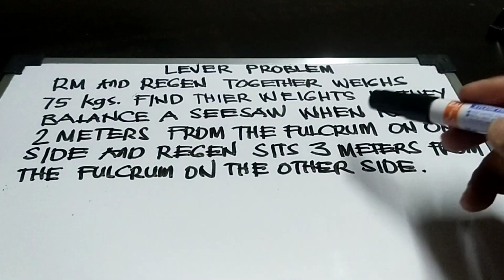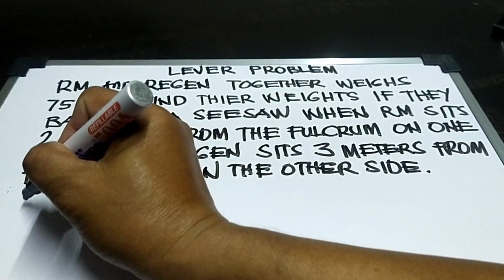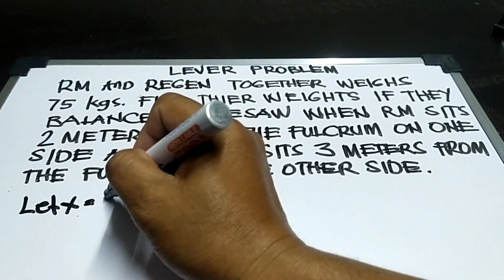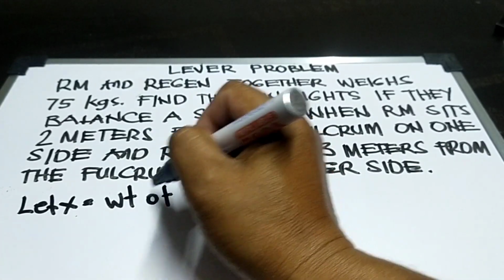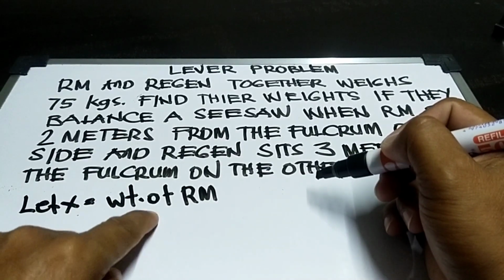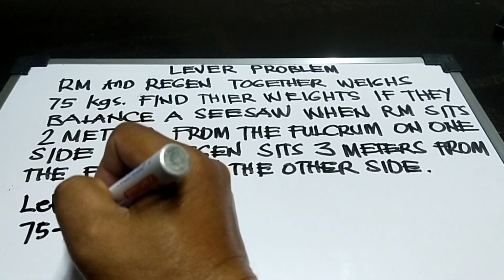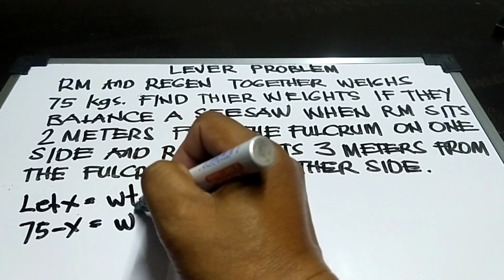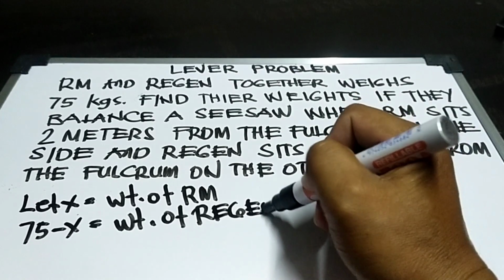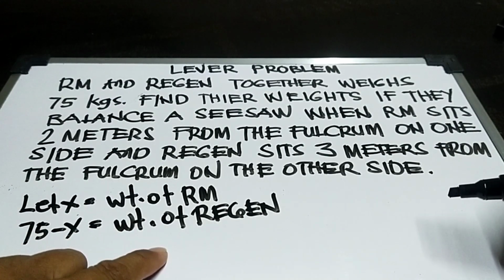First, we have to define the variables. Let x equal the weight of RM. Then 75 minus x equals the weight of Regine. So 75 minus x is equal to the weight of Regine.